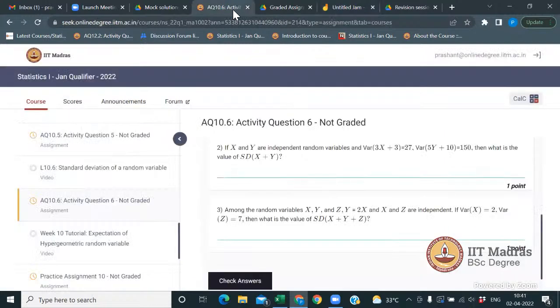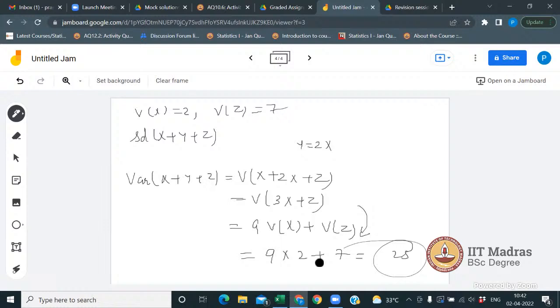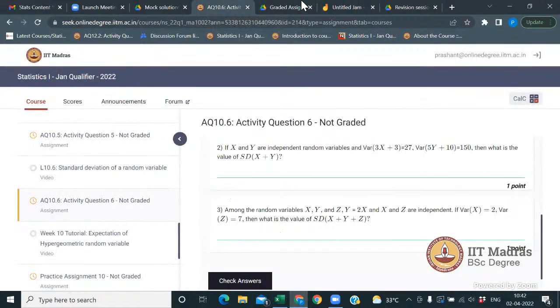And in the question, it is given that x and z are independent. So I can write 9 times variance of x plus variance of z. Is this clear? Yes, sir. So it will be 9 into 2 plus 7. That 2 part only I had a doubt. That is the variance of x, which is already given. We have to take it. Okay, and this is variance, and for standard deviation you have to take the square root. That gives 5. And 5 is the correct answer, right? Yes, sir.